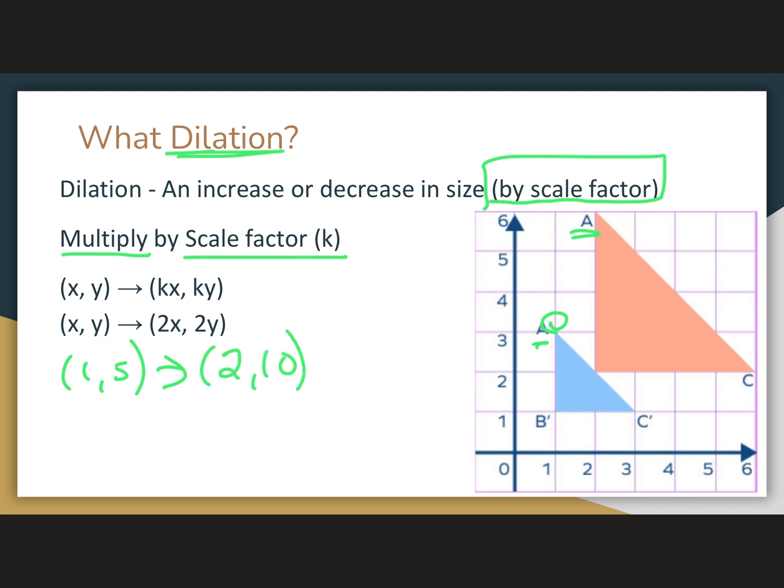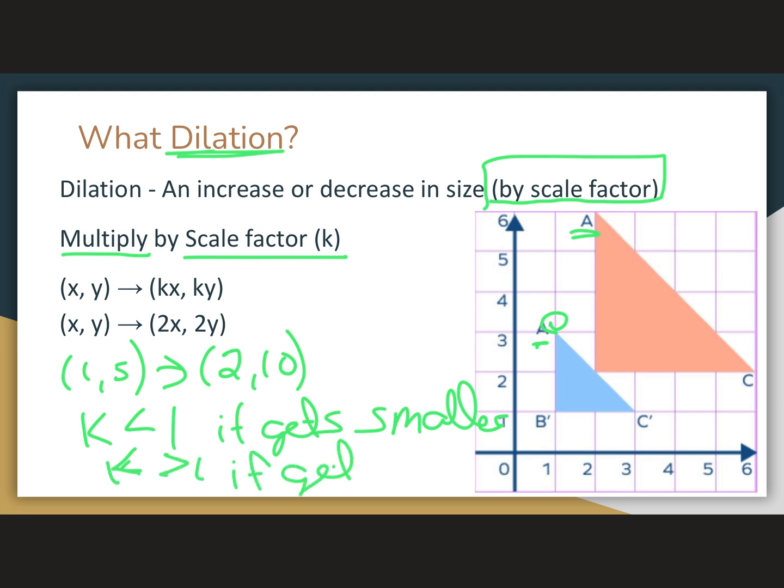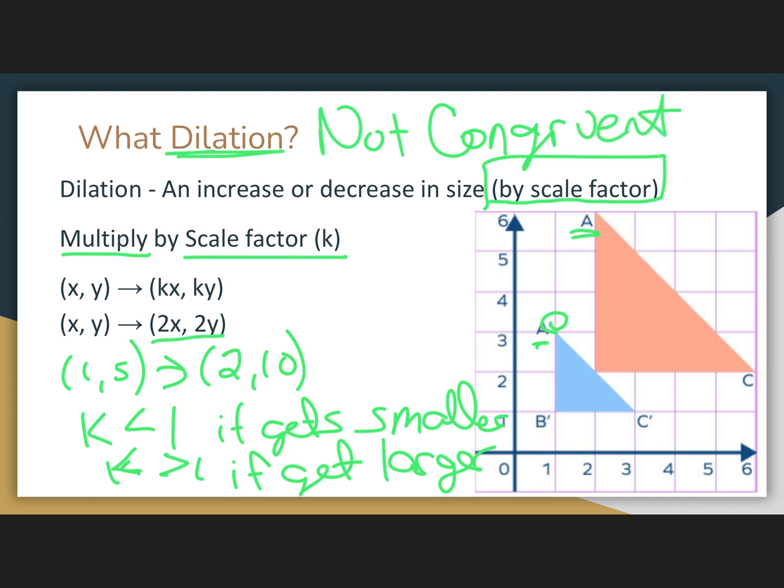If my scale factor is less than 1, if k is less than 1, it gets smaller. If k is greater than 1, it gets larger. And remember, we're not really talking much about dilation because we are talking about things that make congruent figures, and these are not congruent. We'll talk about them more in the next unit. But you just need to remember that for dilation, we multiply.